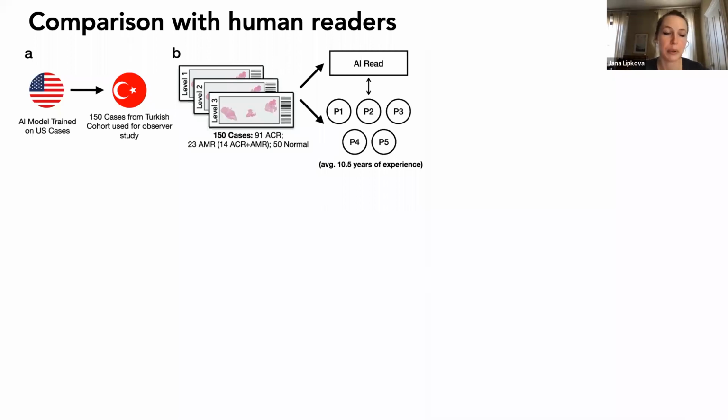The first step is to compare the model performance against the pathologists. So we conducted a reader study, which included 5 cardiac pathologists. They all have over 10 years of experience. We asked them to assess 150 biopsies that were selected from the external Turkey cohort, and they were all asked to assign a diagnosis.